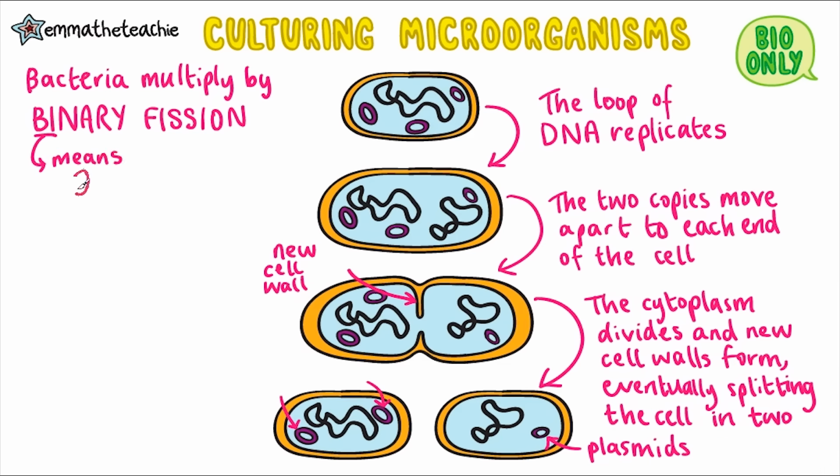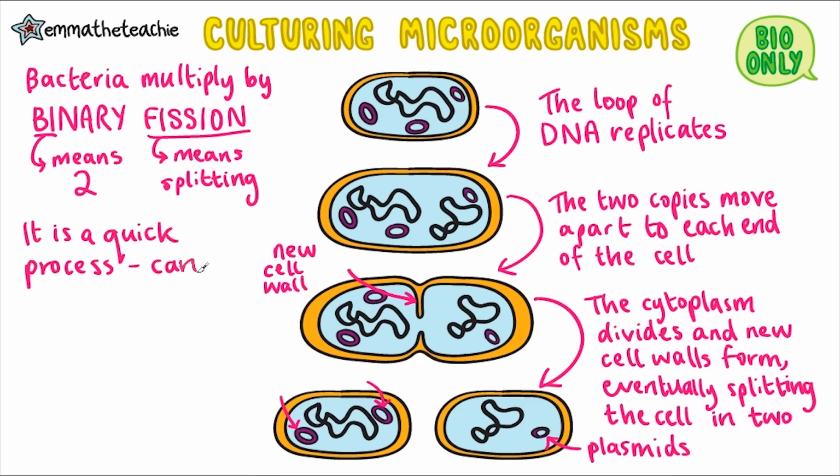Bi means two, like a bicycle has two wheels, and fission means splitting. You may have learned about this in physics when looking at nuclear fission. So, putting the two together, binary fission means splitting in two. It's a very quick process, and it can take as little as 20 minutes for the bacterial cell to split in two. That's provided it has enough nutrients and a suitable warm temperature.